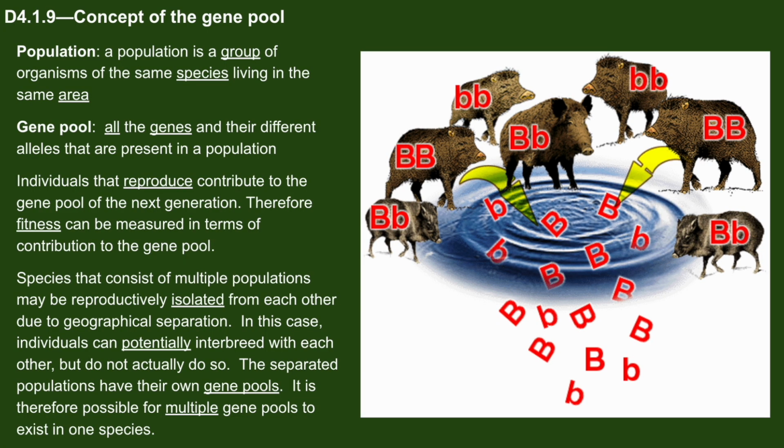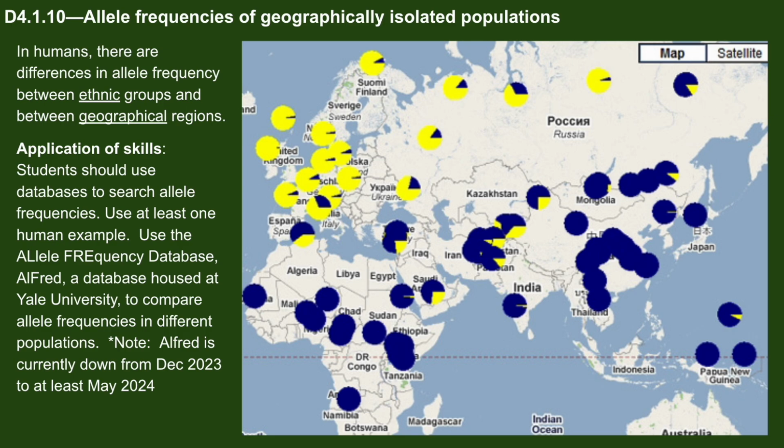All right, so the gene pool is all of the genes in the population, including all of the different alleles. Remember, again, that a population is a group of organisms of the same species living in the same area. In humans, there can be differences in allele frequencies between ethnic groups and geographical regions, as shown here.